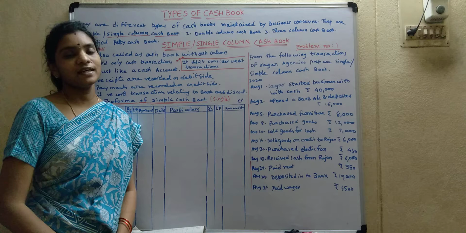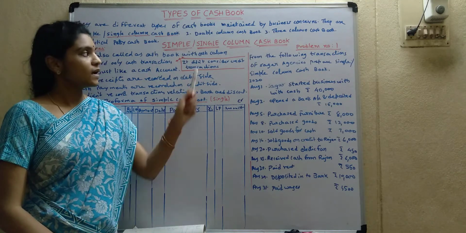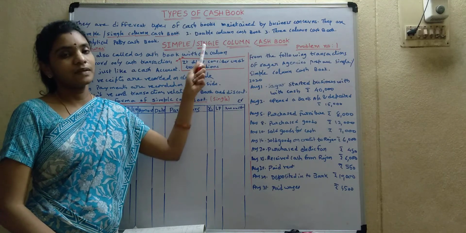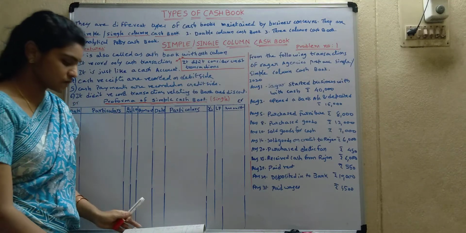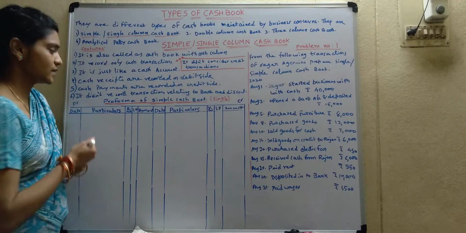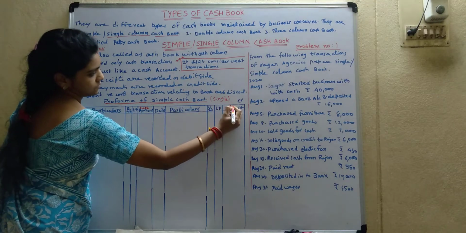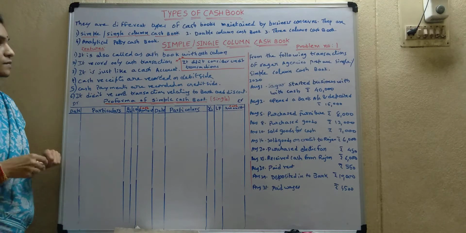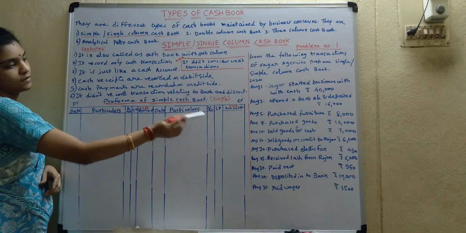As the name itself says, it's a simple column cash book, also called a single column cash book. It means it has only a single column, that is the cash column. Okay, and what are the features of this single or simple column cash book? It is also called a cash book with cash column.